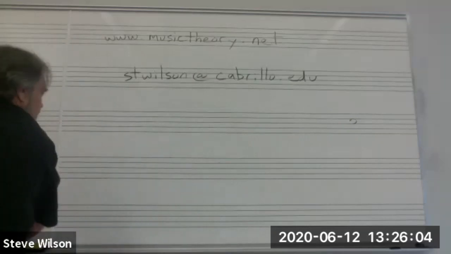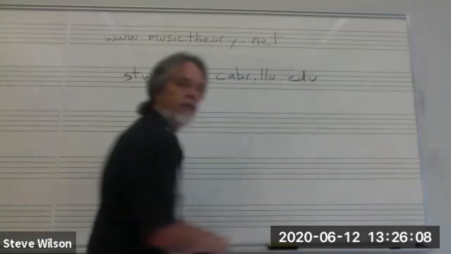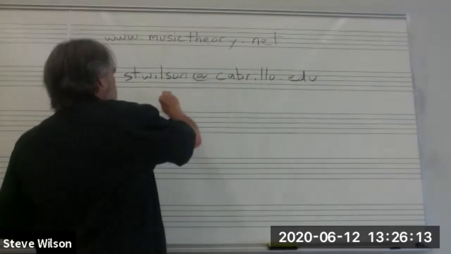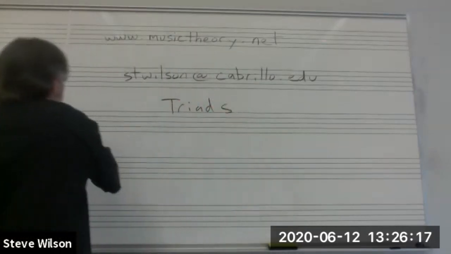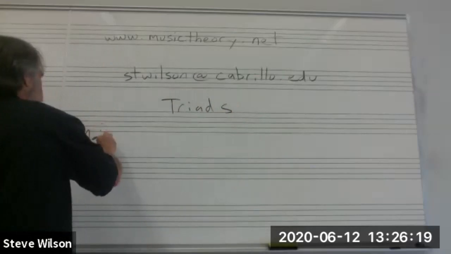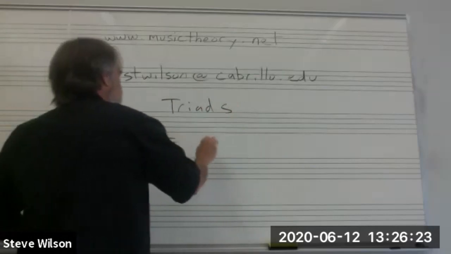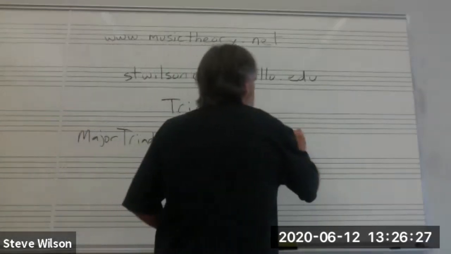So we're going to begin talking about triads. Now, a triad is a 3-note chord, all right? So there are 4 different types of triads. There's what we call a major triad. And a major triad is 1, 3, 5 of a major scale.